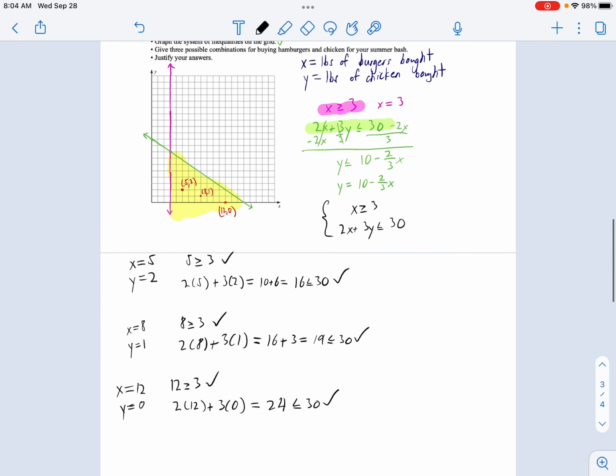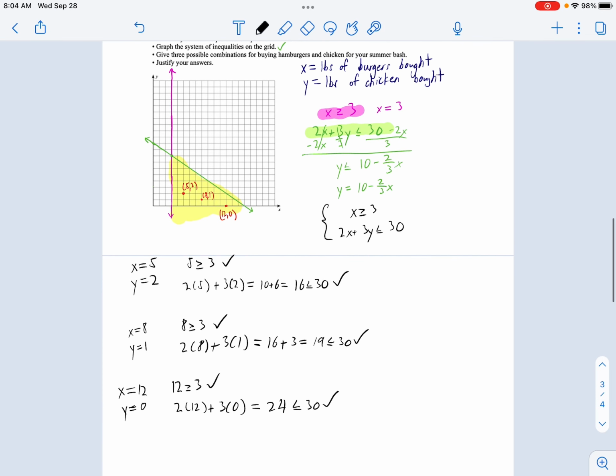There we go. So we gave 3 possible combinations for buying hamburgers and chicken for our summer bash, and we justified our answers by showing with math that they satisfy my 2 inequalities, okay?